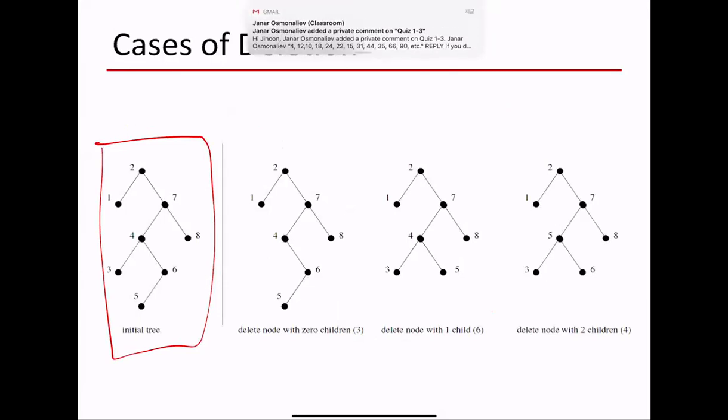I want to delete a node with no children. What can I do? If I want to delete 3, just delete it. Not an issue with no children, in a leaf node. A leaf node with no children is the easiest way.